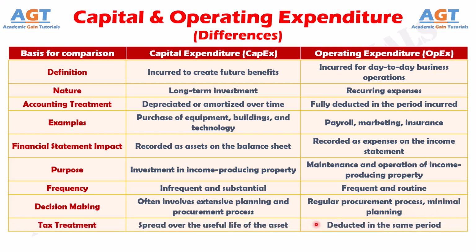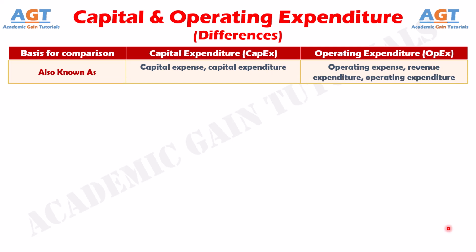Number 9. The tax treatment of capital expenditure spreads the cost over the useful life of the asset, whereas operating expenditure is deducted in the same period it is incurred. And finally, difference number 10, capital expenditure is also known as capital expense, whereas operating expenditure is also known as operating expense or revenue expenditure. So, these are the differences between capital expenditure and operating expenditure.